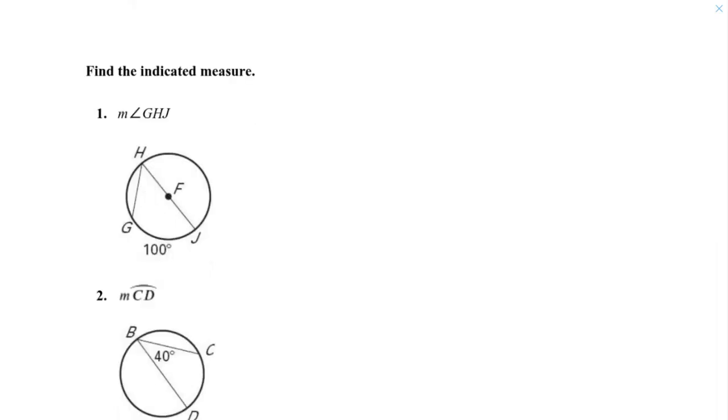So let's take a look at some problems here. We want to find the measure of angle GHJ. We can see that H, the vertex, is on the circle. We see that we have 2 points, and they're also on the circle. So we know that angle H is an inscribed angle. So we're able to make the connection that it's going to be half the measure of its intercepted arc. Since its intercepted arc right here is 100 degrees, we know that the measure of angle GHJ would have to be half of that, or 50 degrees.